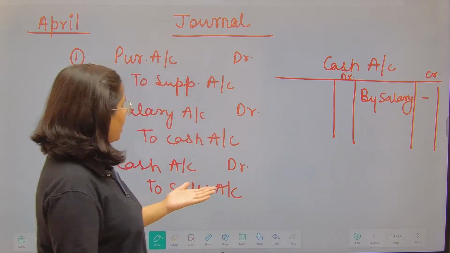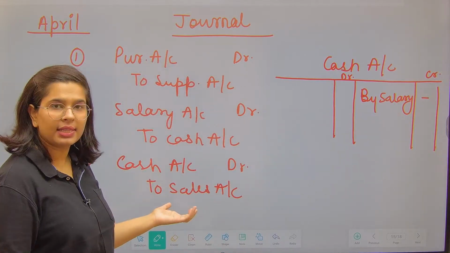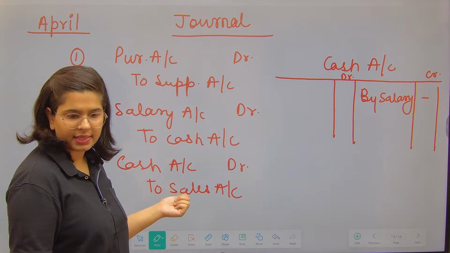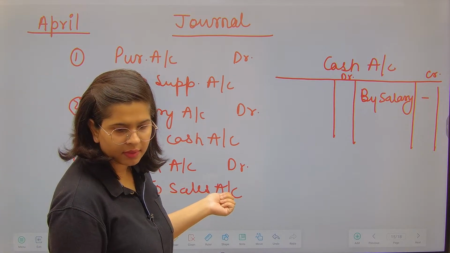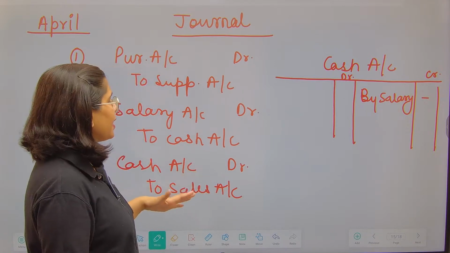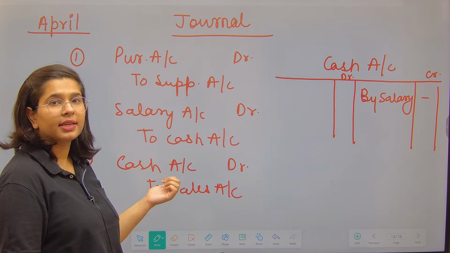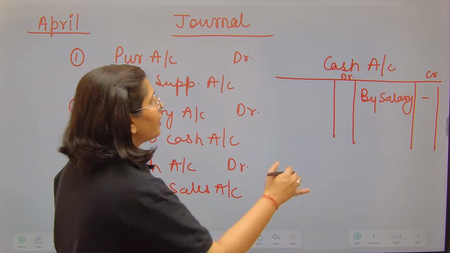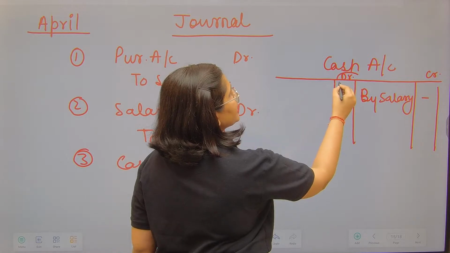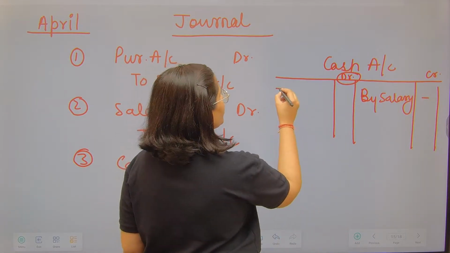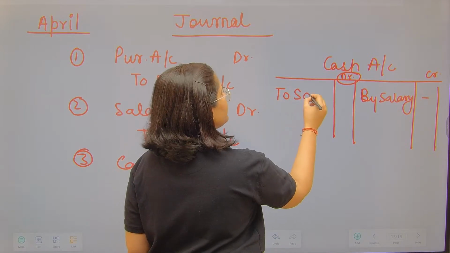Take the next entry: cash account debit to sales account. My cash account got debited because of the sales. मेरा कैश अकाउंट जो है वो सेल्स की वजह से डेबिट हुआ. So see over here, this is the debit side, this is the debit side. I am going to write to sales account.